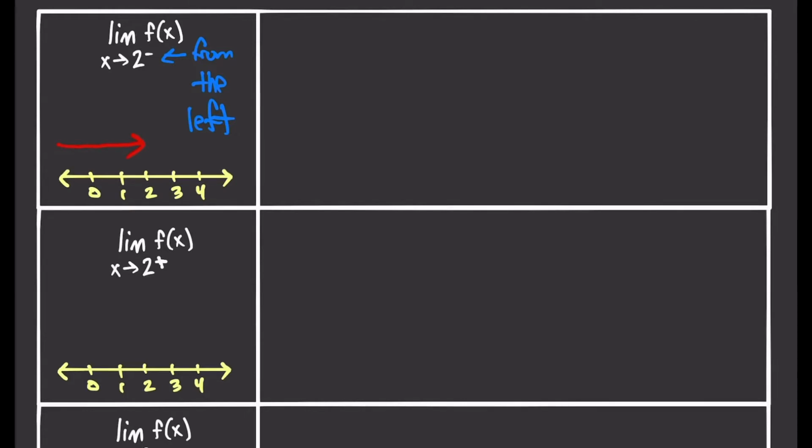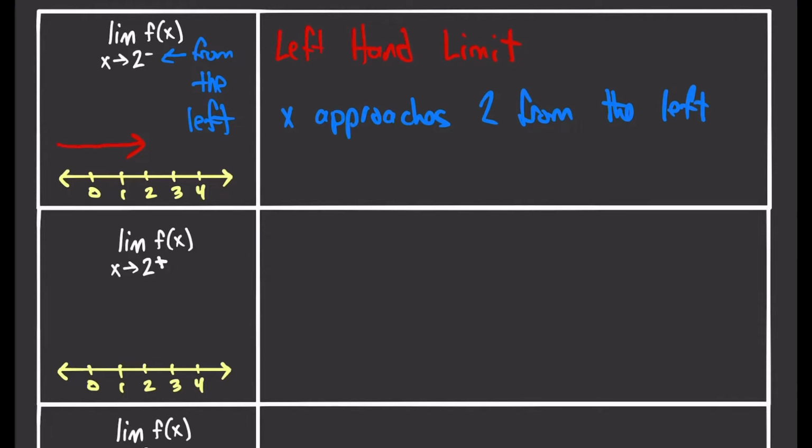We happen to call this a left hand limit. And we say that x approaches 2 from the left. Now I'm going to abbreviate this. You'll see me abbreviate this occasionally as LHL for left-hand limit. The calculus teachers aren't super fond of that, so don't tell me you learned it from me.